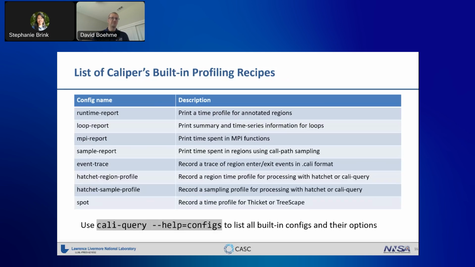There's a whole bunch of different profiling recipes. I'm not going to go through all of these here. We have the runtime report for regions. You have a similar thing for loops. You can have one for MPI functions. And then you have various ways of generating machine readable formats for Hatchet and Thicket, and tracing as well. We also have this little cali-query program, which you can use to look at the machine readable files that Caliper generates, and it also serves as reference documentation. So this --help=configs shows all the configs that are available.